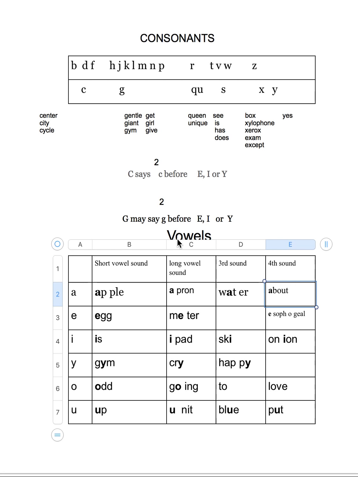There are two kinds of letters in the English alphabet, consonants and vowels. If it's not a vowel, it's a consonant. And if it's not a consonant, it's a vowel. Vowels and consonants are letters of the English alphabet. Let's start with the consonants.